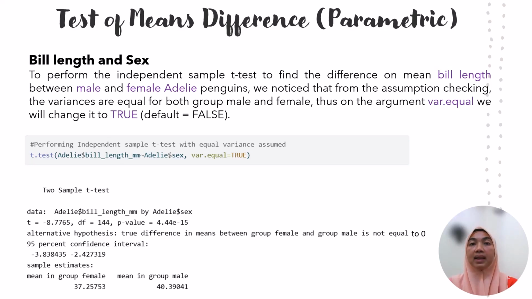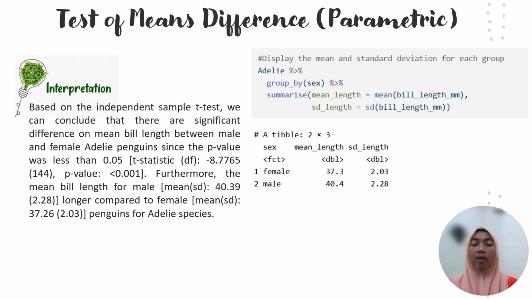Using the bill length and sex, how do we display the mean and standard deviation for each group? This is the syntax to display them, and this is the output that we can get from the syntax.